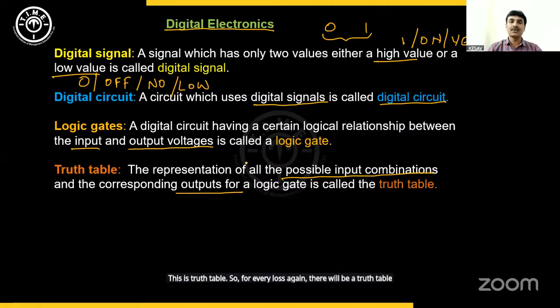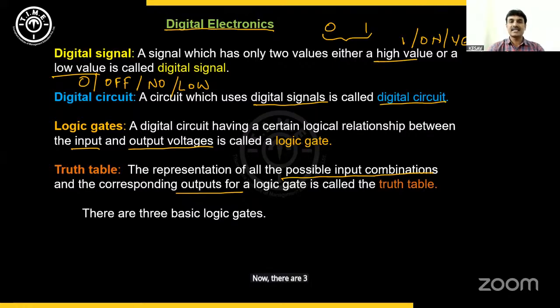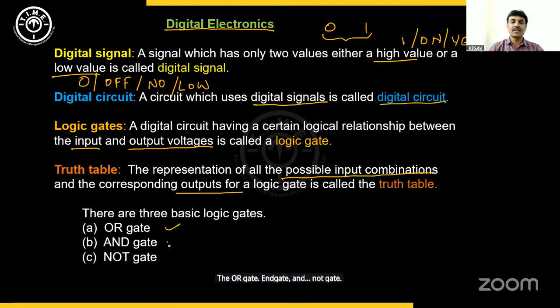Based on the number of inputs, you will get different combinations. In general, we will be dealing with 2 input logic gates. Now, there are 3 basic logic gates in this. They are OR gate, AND gate, and NOT gate. These 3 are the basic logic gates. And also, we'll have combinations here. NOT and OR, NOT plus OR.